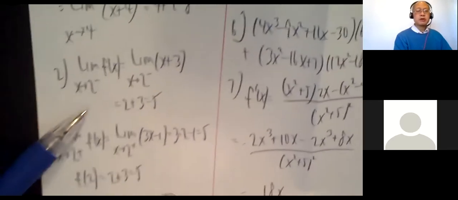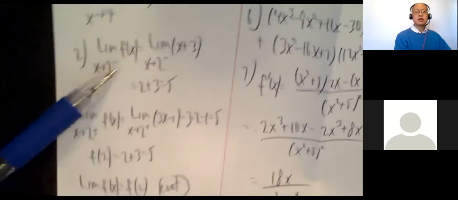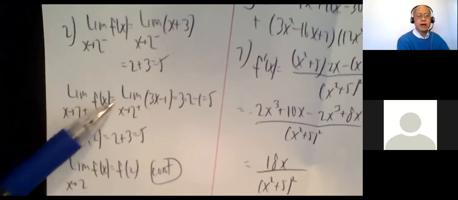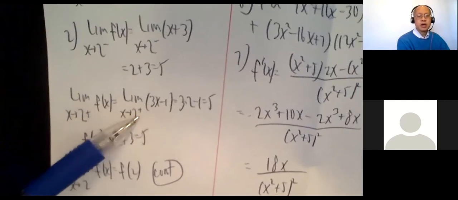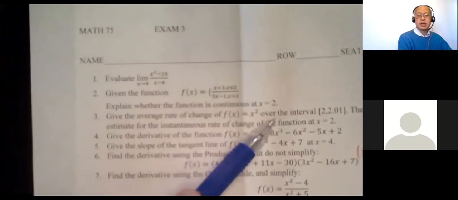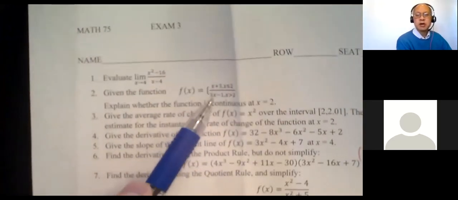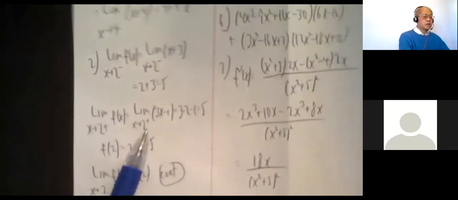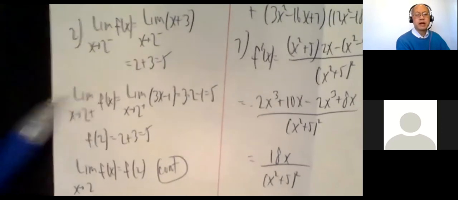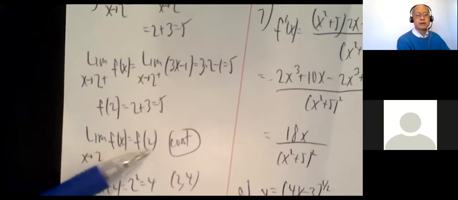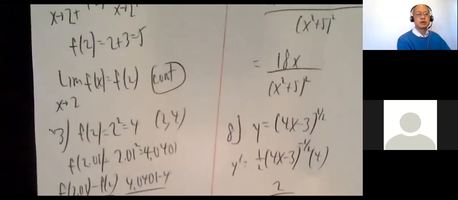Number 2, limit as x approaches 2 from the left of f of x is 5. Limit as x approaches 2 from the right is also 5. So you basically plug into both of them from the get-go. It's continuous at 2. Plug in 2 here, plug in 2 here. In both cases, you get 5. Therefore, it's continuous. The limit from the left, the limit from the right, and the function value are all the same. So limit as x approaches 2 of f of x is f of 2. The function is continuous.